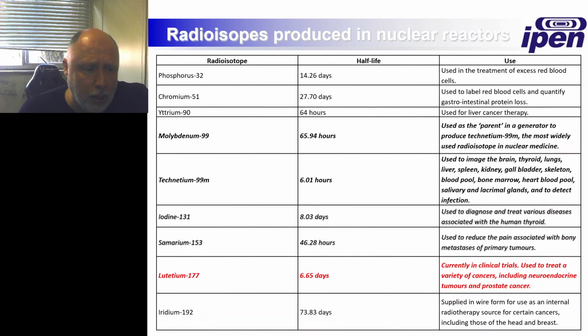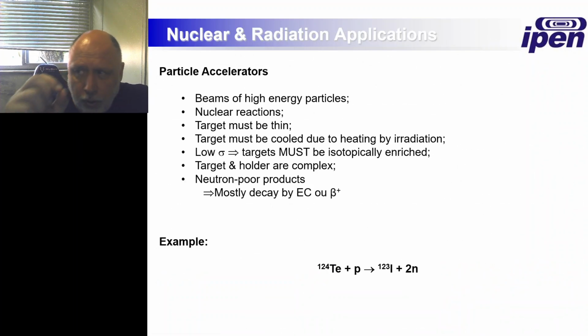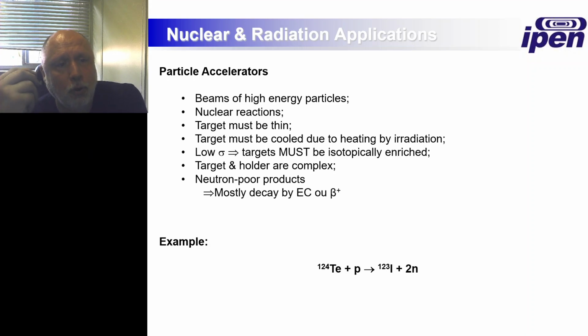And just to show, iridium-192 is usually produced in the form of small wires or something, right? Then we go for the other side. We have the particle accelerators. Then we have beams of high energy charged particles, as opposed to nuclear reactors.